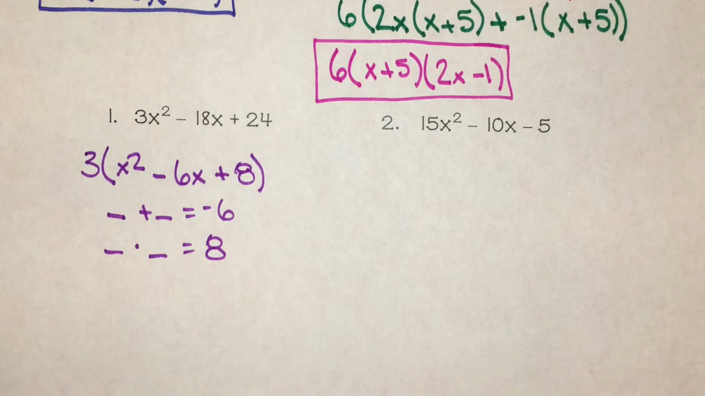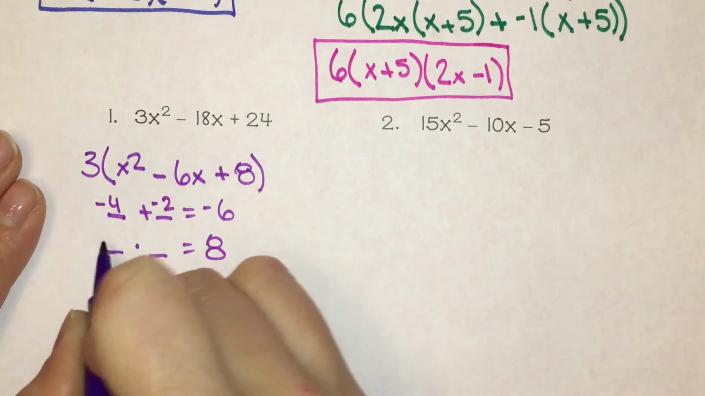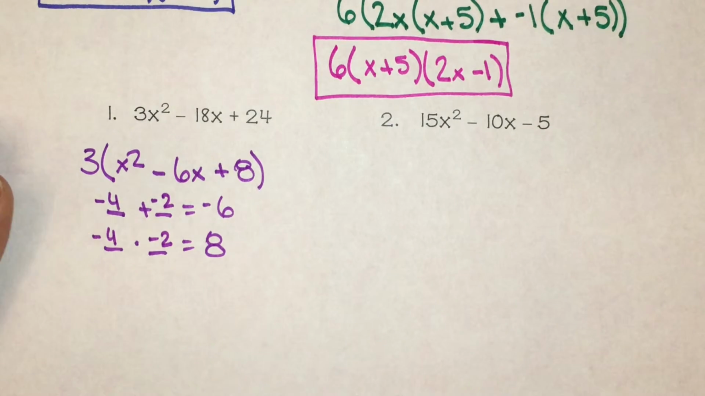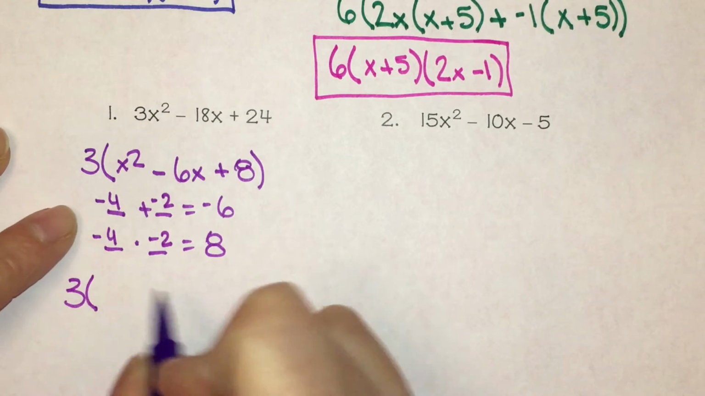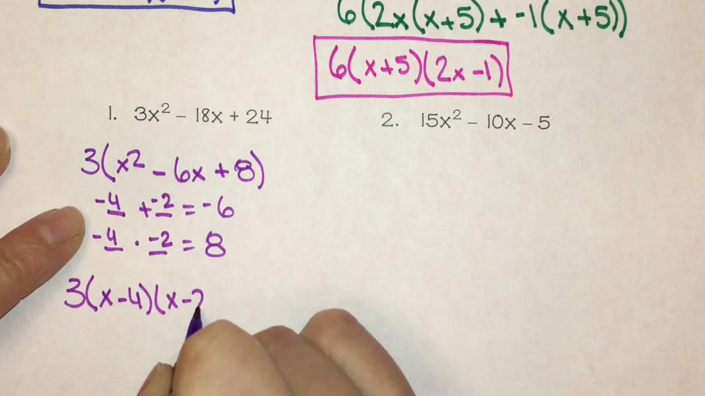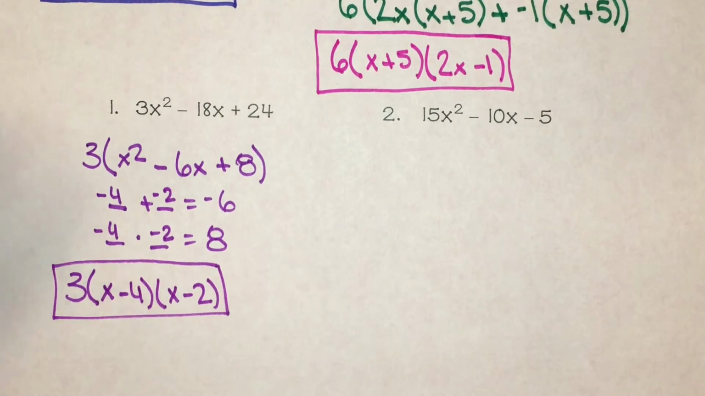All right, so we have to look at the factors of 8, -8 and -1. I can't get -6. We have -4 and -2, which will be -6 when we add them together, and +8 when we multiply them. So this tells me what to break it down to. We have 3 times x minus 4 times x minus 2. That is our answer. All right, one more.